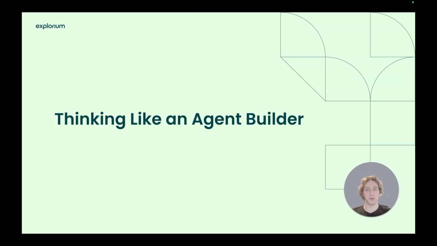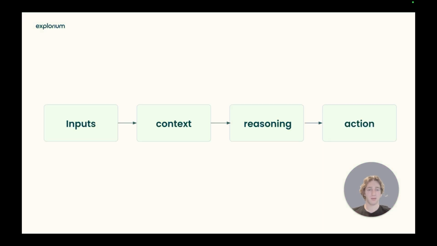Now let's move on and switch our mindset more towards a builder. And this means thinking about, instead of what an agent should do, how will it think. When building an AI agent, this is the main flow that an agent takes. It takes inputs, then it moves on to context, then reasoning, then actions. Inputs essentially are the raw signals that are being fed into some sort of AI agent.